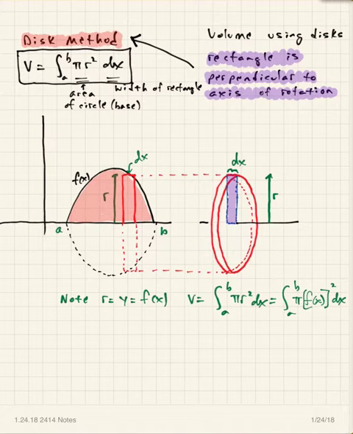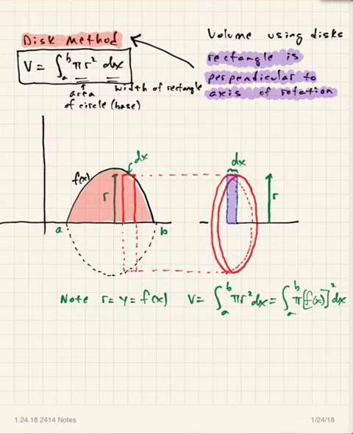And the volume for that cylinder is simply the area of the base of the cylinder times the height of the cylinder. So it'd be pi r squared times dx, because dx is actually the height of the cylinder. Because the cylinder, remember, is lying on its side right there.